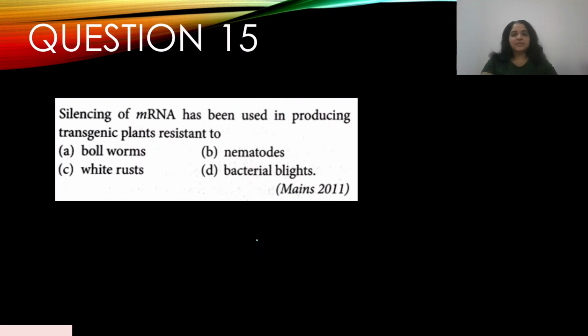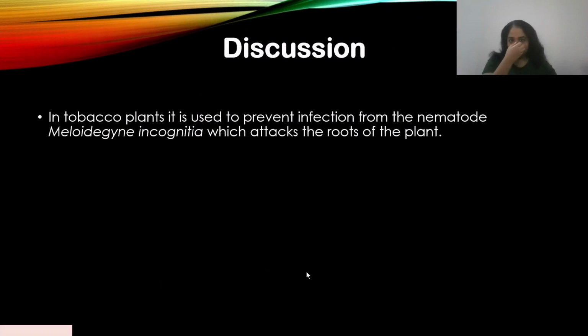Question number 15. Silencing of mRNA has been used in producing transgenic plants resistant to, this appeared in 2011: A, bollworms, B, nematodes, C, white rust, D, bacterial blights. So silencing of mRNA has been used in producing transgenic plants resistant to nematodes. Answer is B, because it affects the roots of the plant.